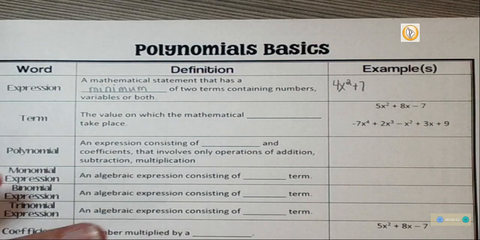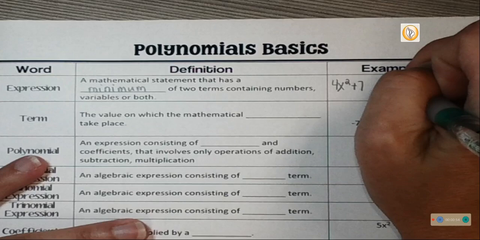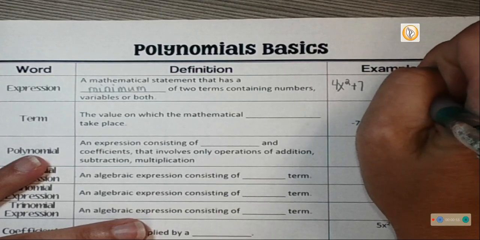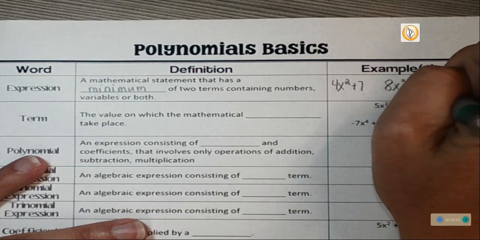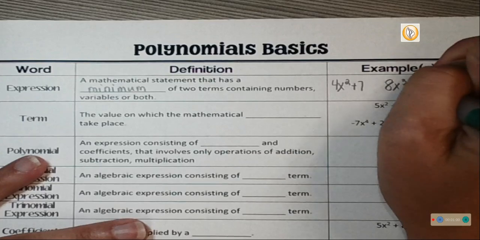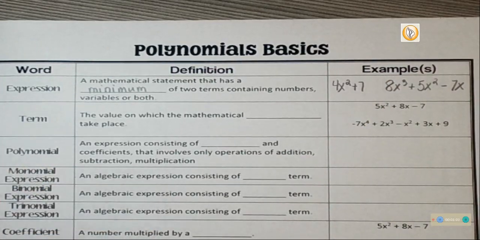All right, you can have more than two terms. So I might say 8x to the third plus 5x squared minus 7x. That's another expression. It has more than two terms.